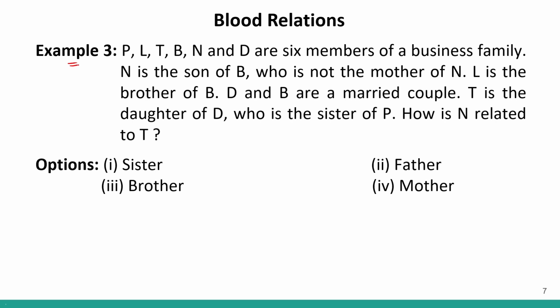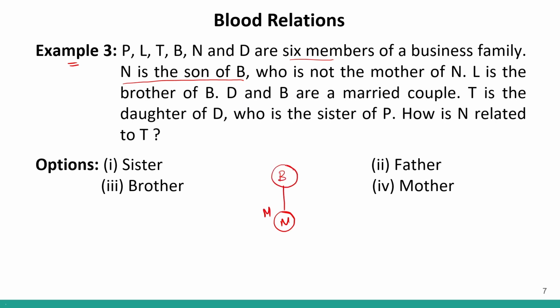Let us move on to example number 3. P, L, T, B, N and D. There are 6 members of a business family. So now let us draw the chart. N is the son of B. N is the son, that means N will be male.